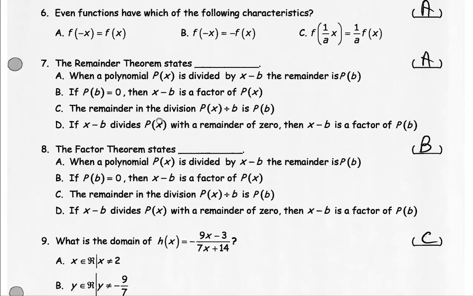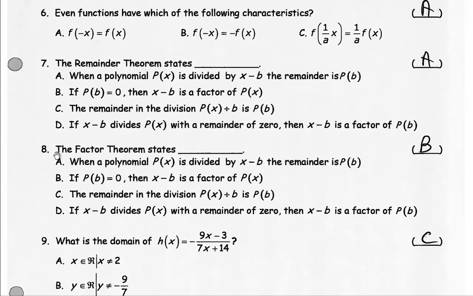For number 7, the remainder theorem states that when a polynomial p of x, we'll call it, is divided by x minus b, the remainder is the polynomial evaluated at this number b. That's the remainder theorem. I've actually put here for B the factor theorem. If that p of b value is 0, then x minus b would be a factor of the polynomial. So A is the correct answer for number 7.